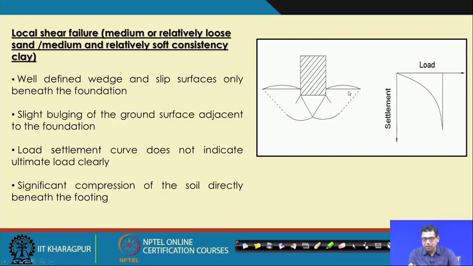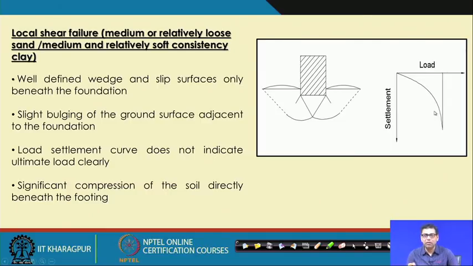Here bulging will occur, but it is a slight bulging, whereas in case of general shear failure a significant amount of bulging will occur. But in the load settlement curve, unlike the general shear failure, here we do not have any prominent peak. Because if you increase the load, the settlement will increase, so there is not a very prominent peak.